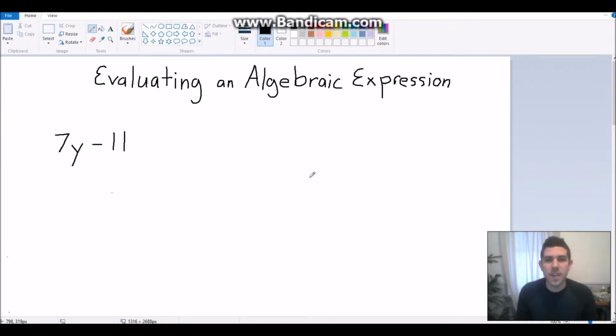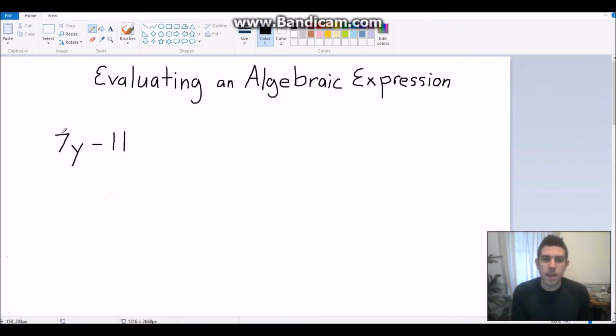Today we're going to talk about evaluating an algebraic expression. So all this means is that we're going to be basically solving. Algebraic means it has a variable, a letter, and an expression means it does not have an equal sign. So just a number sentence basically. Alright, so let's see what happens here.